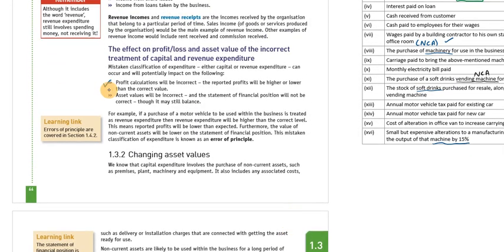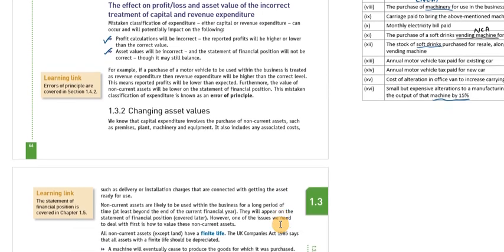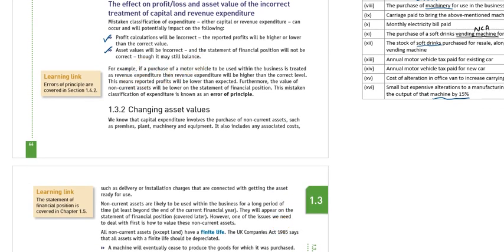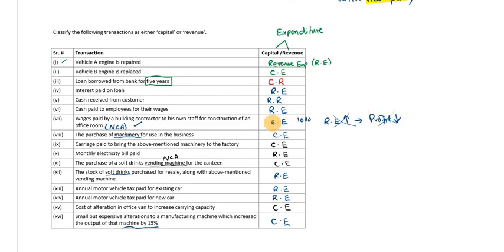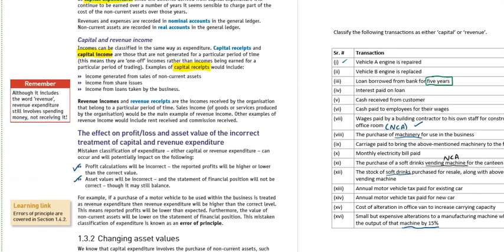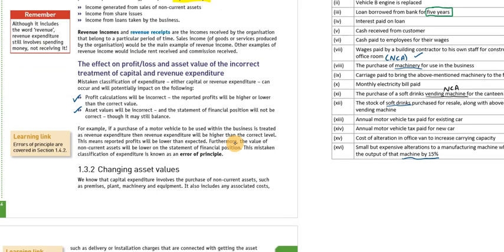So this is what the examiner is saying. For example, if the purchase of a motor vehicle to be used within the business is treated as revenue expenditure, then revenue expenditure will be higher than the correct level. This means reported profit will be lower than expected, which I told you earlier. The expected profit will be lower if we consider a non-current asset as an expenditure. On the other hand, furthermore, the value of non-current assets will be lower on the statement of financial position.